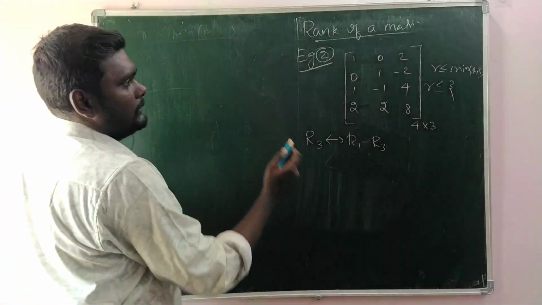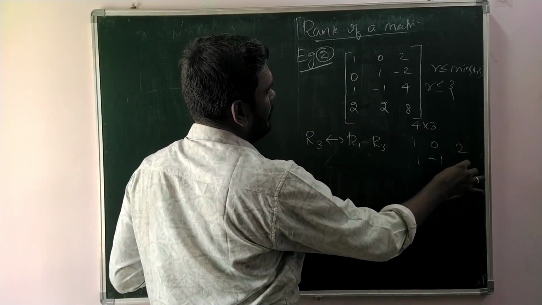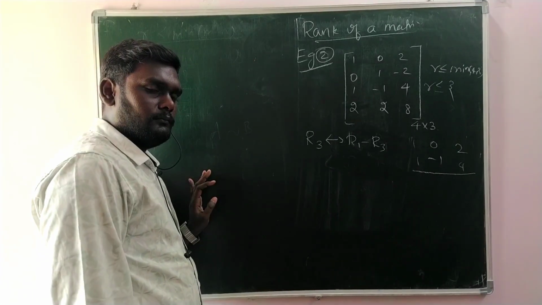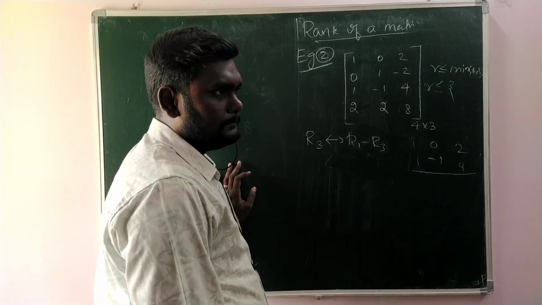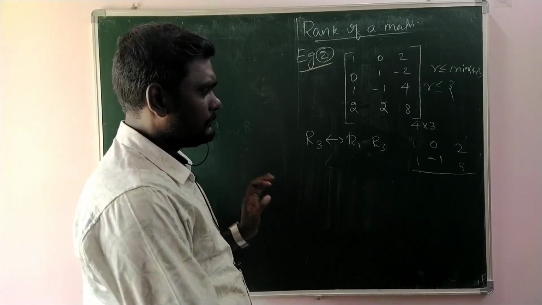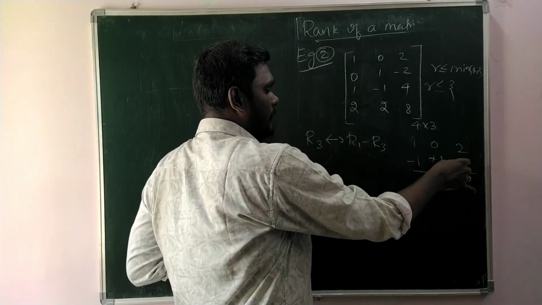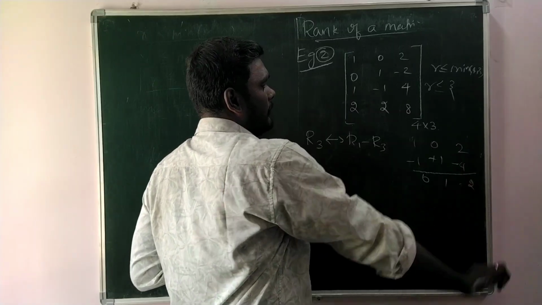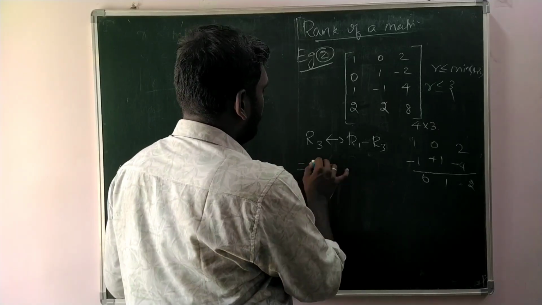What are the R1 elements? R1 is 1, 0, 2. R3 elements are 1, minus 1, 4. It is better to use only 2 rows. Now we subtract these two, so this is minus, this is plus, this is minus. So this will be 0, this will be 1, this will be minus 2. This is our new row. So we'll use this.